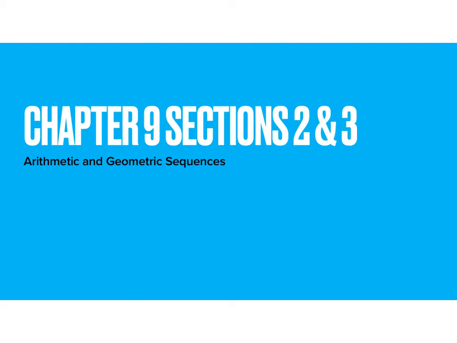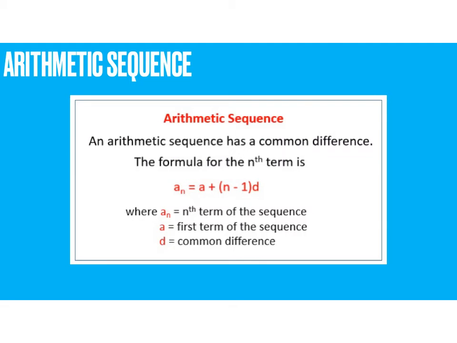Chapter 9, Sections 2 and 3, we're going to learn about arithmetic and geometric sequences. The first one we're going to look at is the arithmetic sequence. An arithmetic sequence has a common difference. The formula for the nth term is this. This is the important formula that you need to know, write down for the quiz, have it memorized, whatever you have to do to remember it.